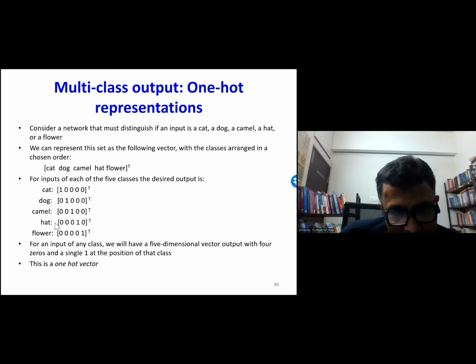For each class, that class is going to be converted to this numeric representation, which is a vector which has as many components as the number of classes, and that vector is going to have a 1 in the position of that class and zeros elsewhere. So this is what is called a one-hot vector, because only one component is 1 and all the others are 0. So is this representation clear?